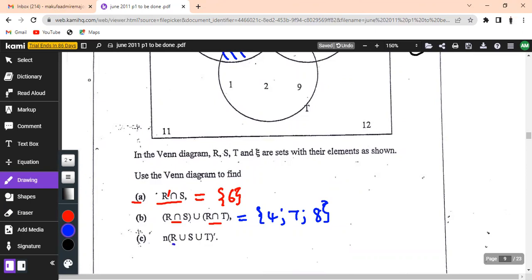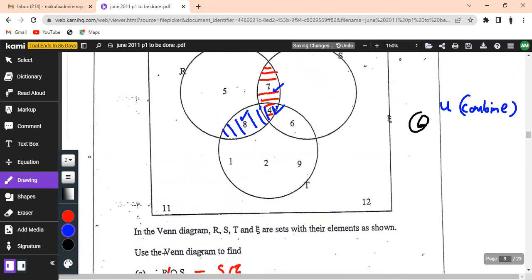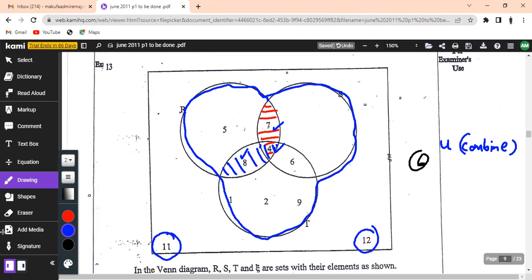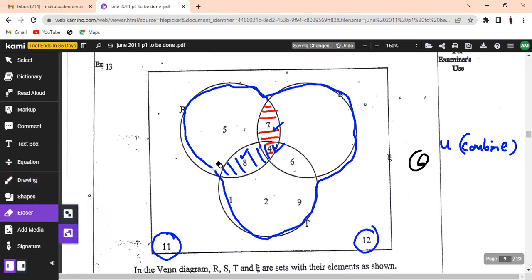Number of elements in the complement of R union S union T. We know that R union S union T is the combination when these elements are combined together, all these parts taken together. So this is the union of everything. Complement means it's not part of this. So which elements are we talking about? We are referring to 11 and 12.